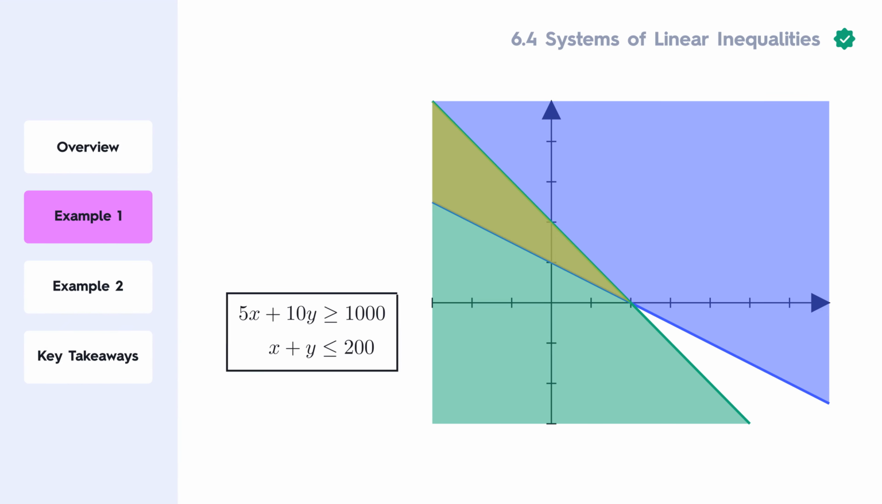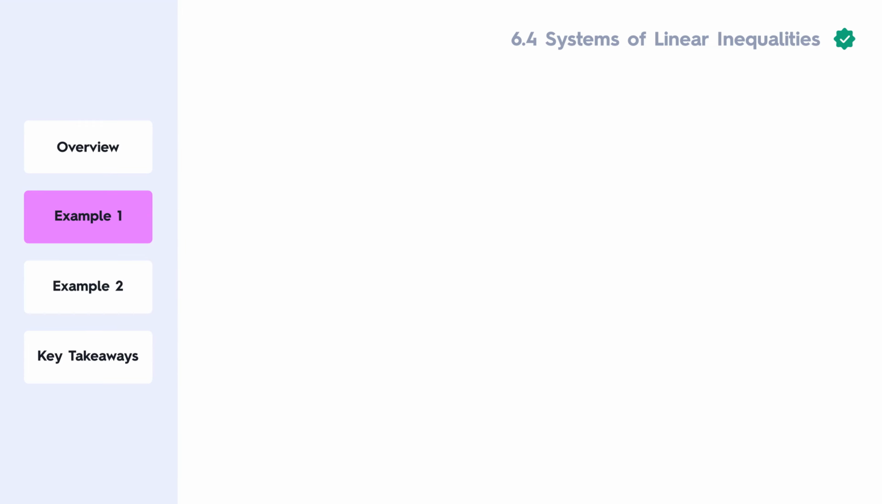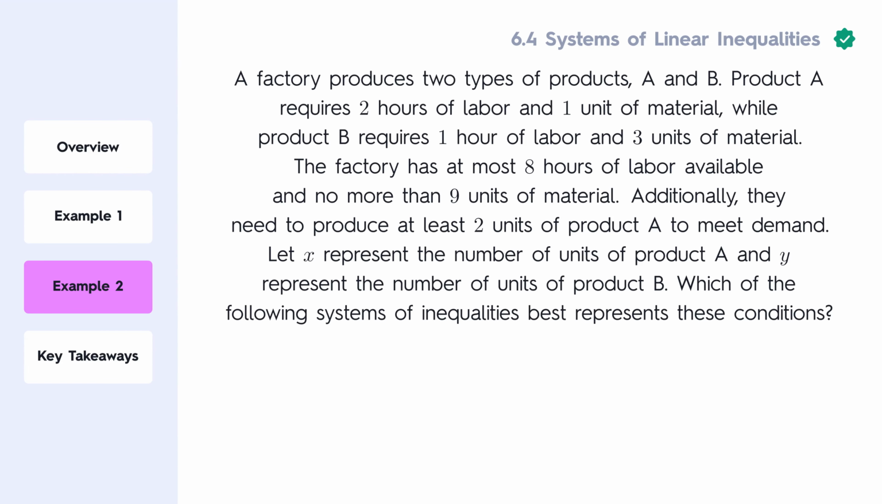This system represents all possible values of x and y that meet the school's goals. The overlapping region on the graph shows the combinations of student and adult tickets that ensure both conditions are satisfied. Let's now discuss a more challenging example.